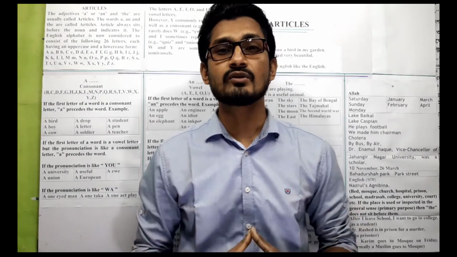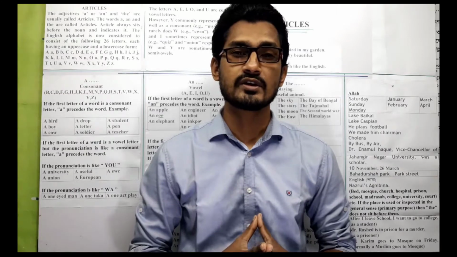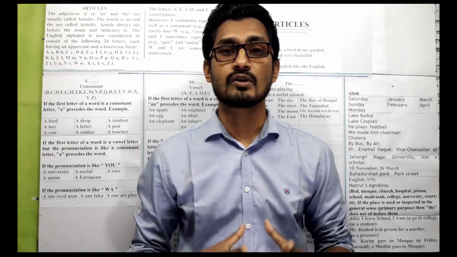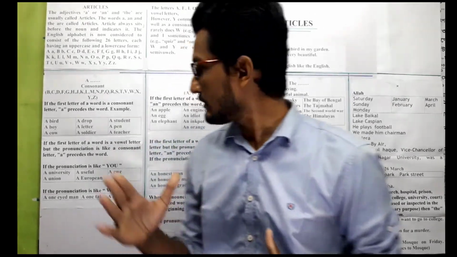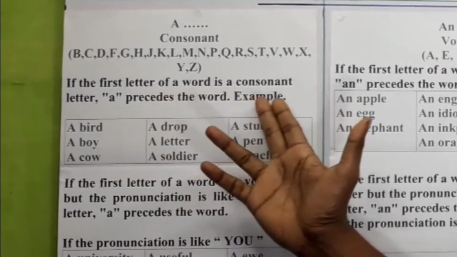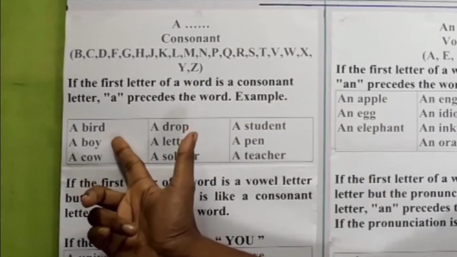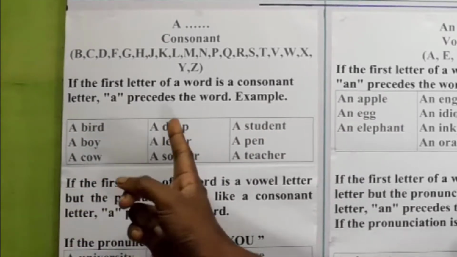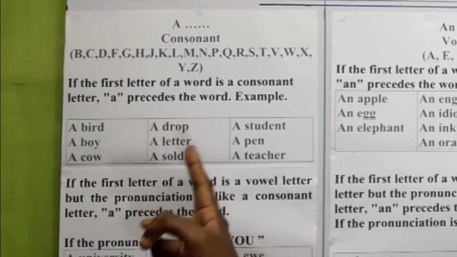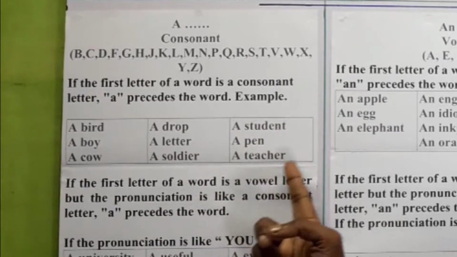If the consonant sound is given, then a is used. If the first letter of a word is a consonant letter, a precedes the word. Example: a bird, a boy, a cow, a dog, a letter, a soldier, a student, a pen, a teacher.